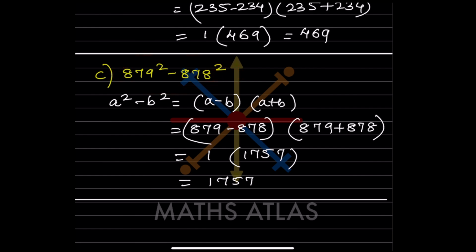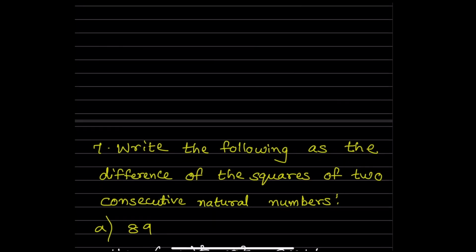Same here. A is 879, B is 878. So you are going to put the values over here. When you subtract, you get 1. When you add, you get 1757. So when you multiply, you get 1757.